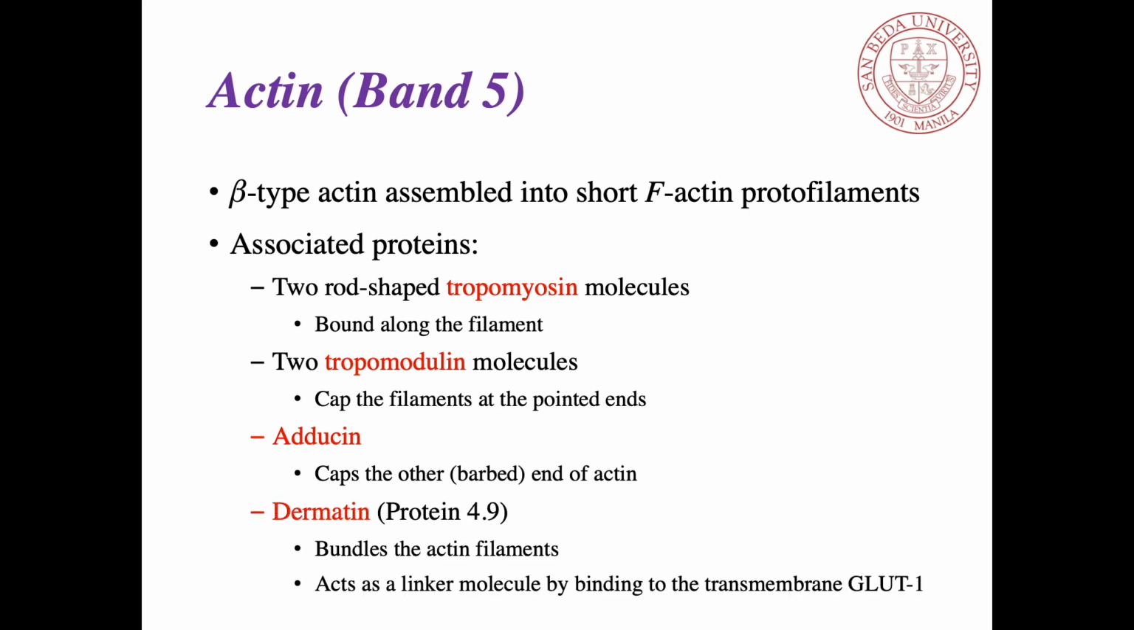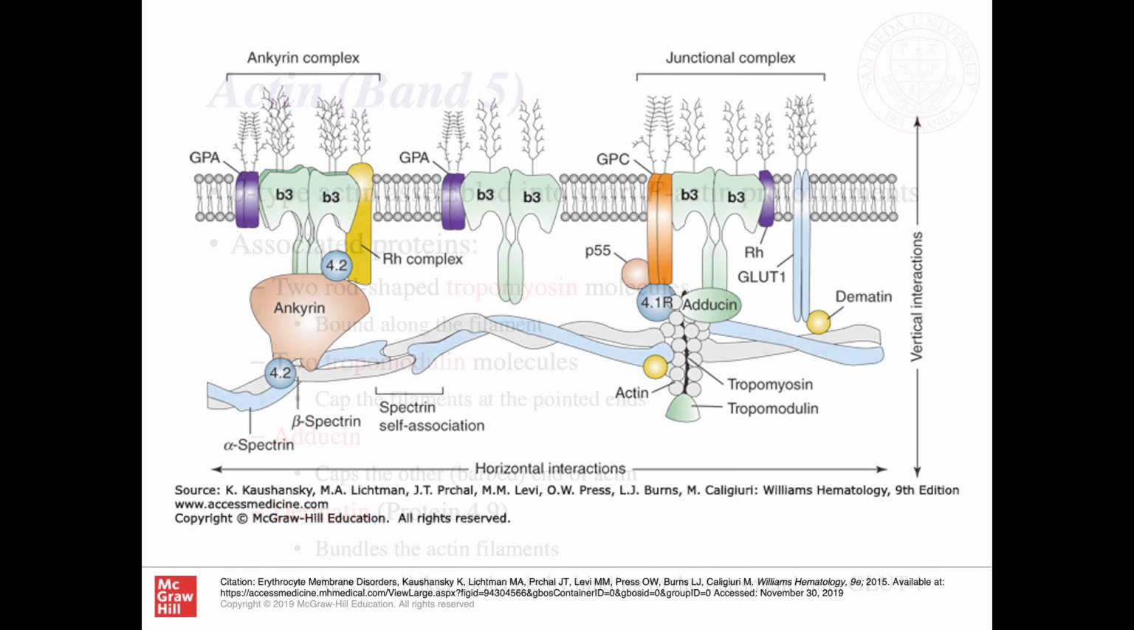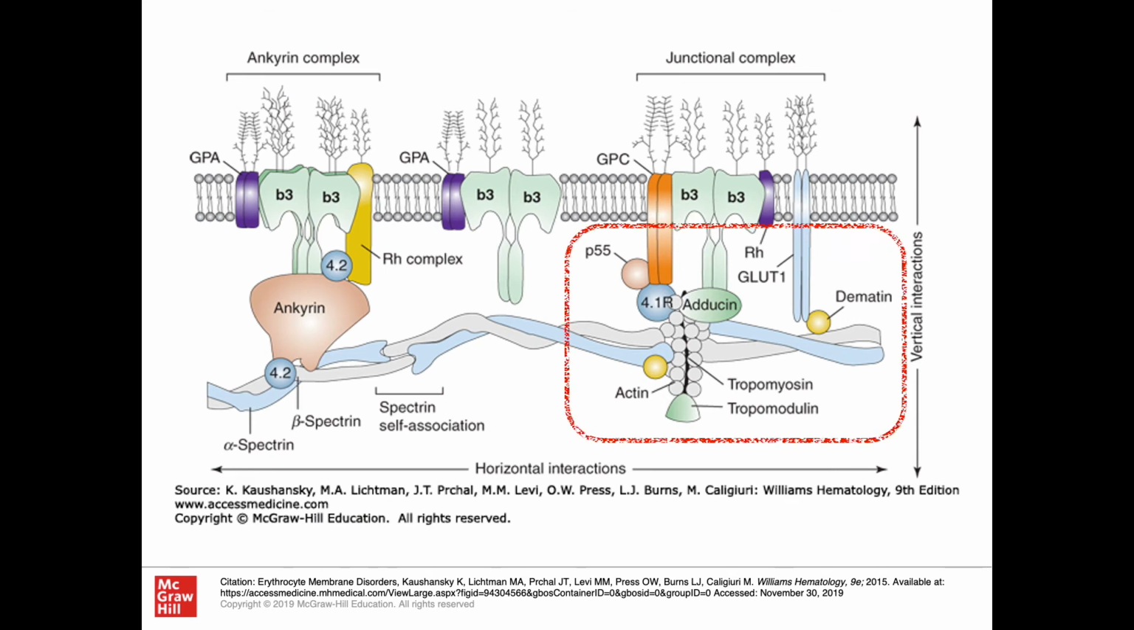Lastly, we have dematin, which functions by bundling the actin filaments together. It also acts as a linker molecule by binding to membrane-associated GLUT1. GLUT1, for those who don't know yet, is short for glucose transporter 1 and is responsible for internalizing glucose molecules from plasma into the RBC for RBC utilization in the glycolytic pathway. We go back to the same illustration to visualize how actin and its associated proteins are situated in space with respect to each other.